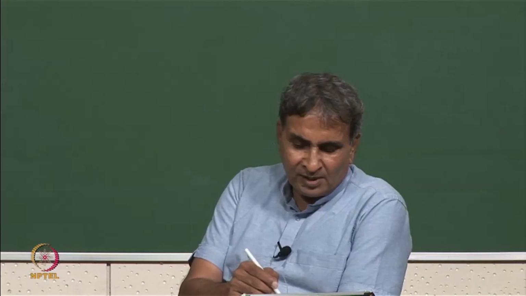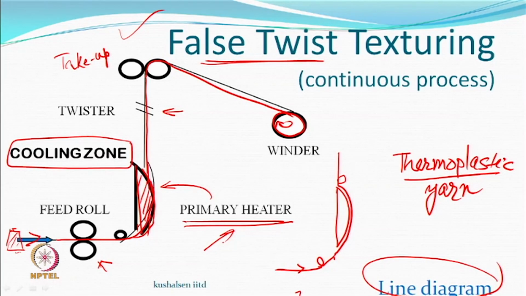So, all these things that are written here, the primary heater is important, cooling zone is important, twister is going to do the twisting which means the false twist, that means deformation. After the twisting, it is a multi-filament yarn which is a parallel bundle, and then you can wind it up, and that is a textured yarn. Continuous process.